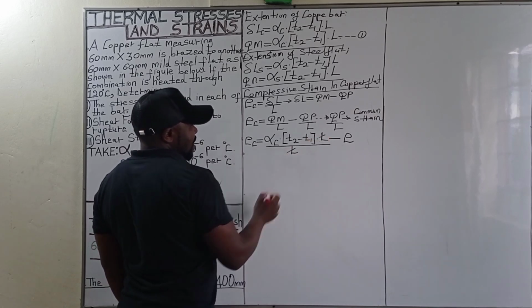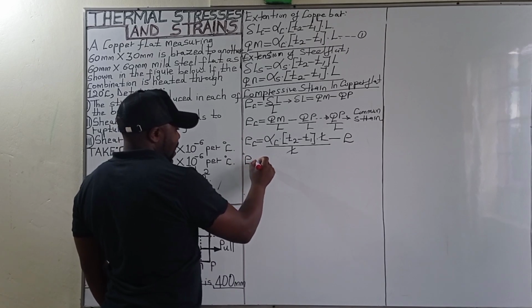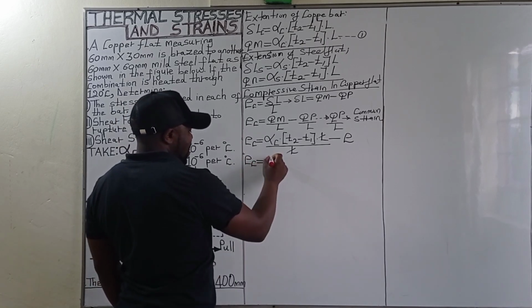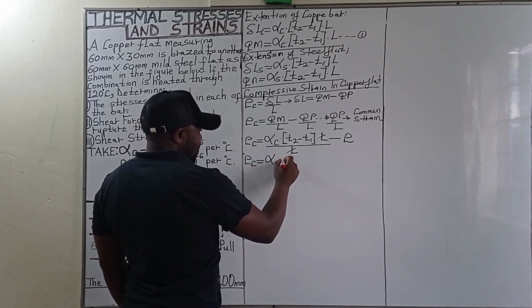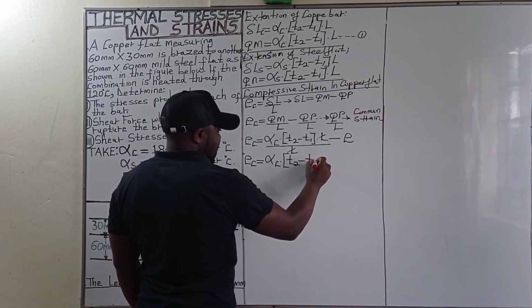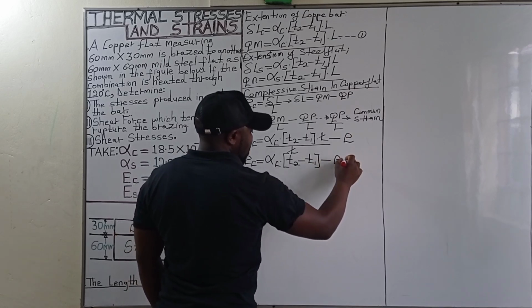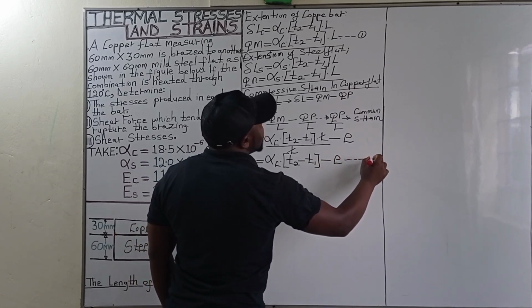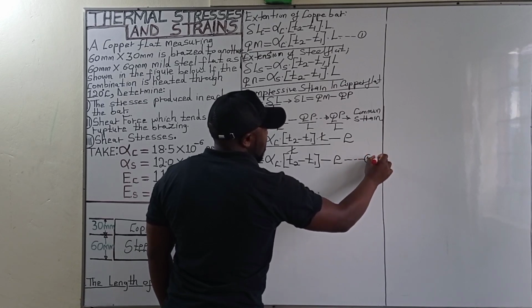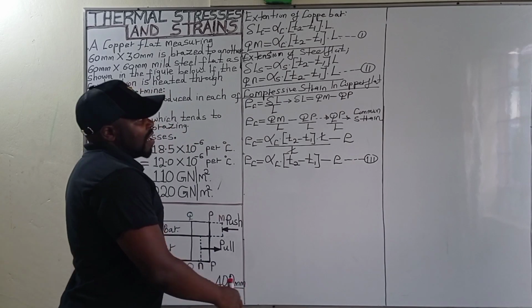This length and this one are going to cancel out. Therefore, we are going to have a compressive strain in copper bar being equal to coefficient of linear expansion multiplied by change in temperature minus the common strain. So let's call this equation 3. This one equation 2. Good.